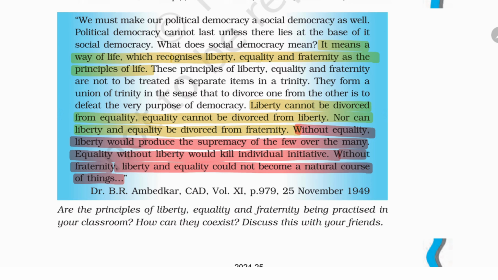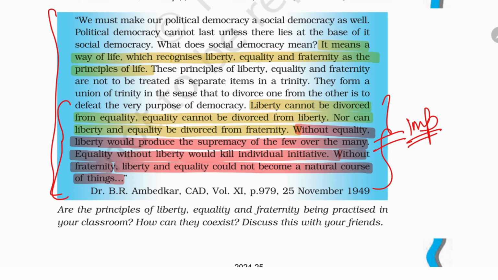Without equality, liberty would produce the supremacy of the few over the many. Equality without liberty would kill individual initiative. Without fraternity, liberty and equality could not become a natural course of things. Kindly highlight this part. This is very important, mark it as important. It actually gives you an idea to solve questions. What is liberty or what is equality? These kinds of questions are frequently asked in the prelims paper. So be very, very careful while reading this section. This is a very important section as far as it goes.